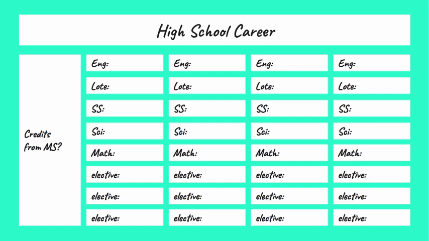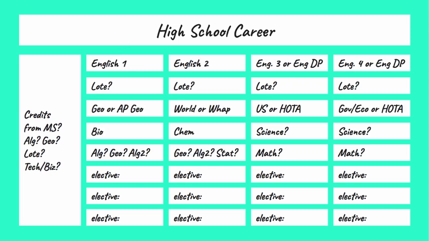Now, that can still look like a lot to figure out, right? But some of this is already figured out for you, right? Like you don't actually have to figure out 8 for each thing. It looks a little bit more something like this, right? Like your English is pretty much figured out, right? English 1, English 2, English 3, English 4, or diploma level if you're going diploma level.